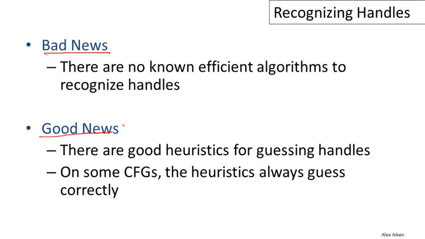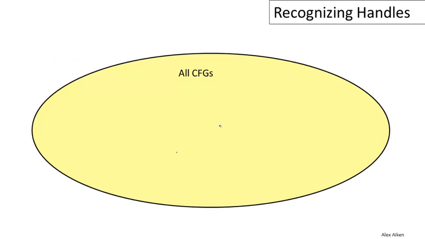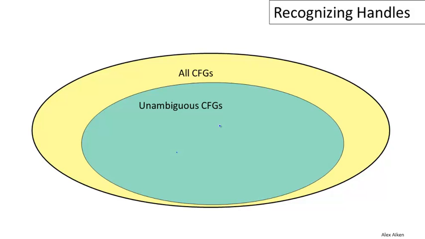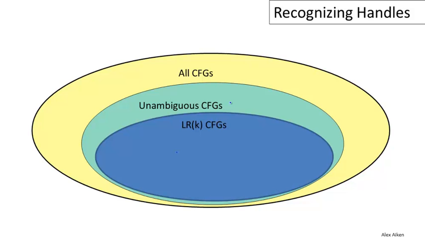The good news is that there are heuristics for guessing handles, and for some fairly large classes of context-free grammars, these heuristics always identify the handles correctly. We can illustrate the situation with a Venn diagram. If we start with the set of all context-free grammars, then the unambiguous context-free grammars are a subset of those, and then an even smaller set are what are called the LR(k) grammars. And here, just to remind you, L stands for left-to-right scan, R stands for rightmost derivation, and k stands for the number of tokens of lookahead.